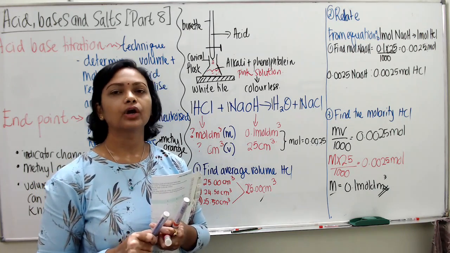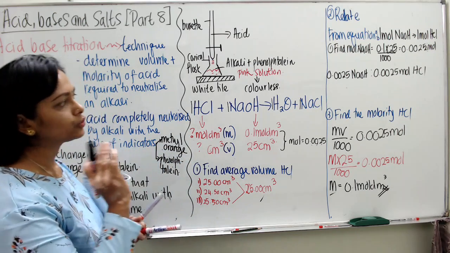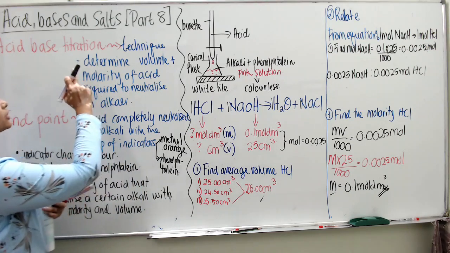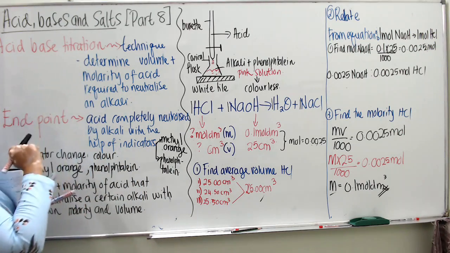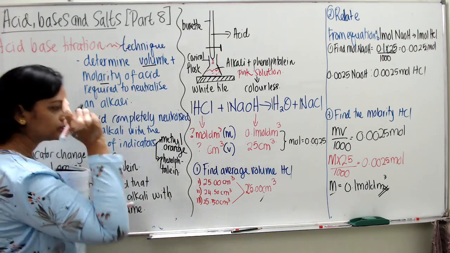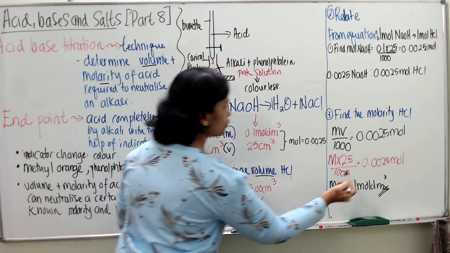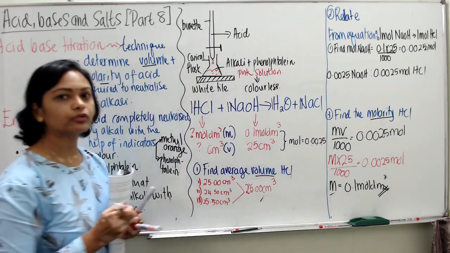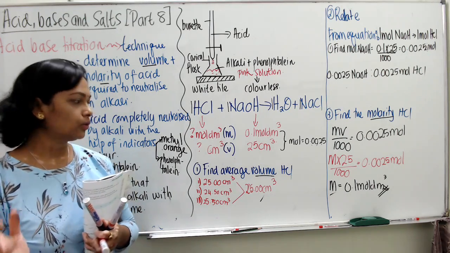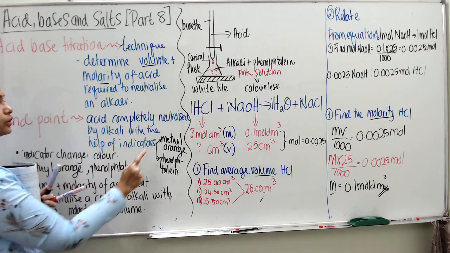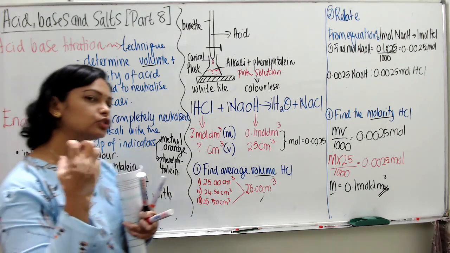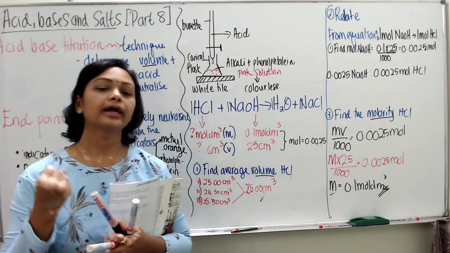Students, I hope you can understand what the teacher has explained here. Please remember, acid-base titration is a technique to determine the volume and molarity. What is important is volume and molarity. You manage to determine the volume and the molarity of the acid or alkali needed, depending on the case. The indicators mainly used are methyl orange and phenolphthalein. You find the endpoint where the acid is completely neutralized by the alkali.